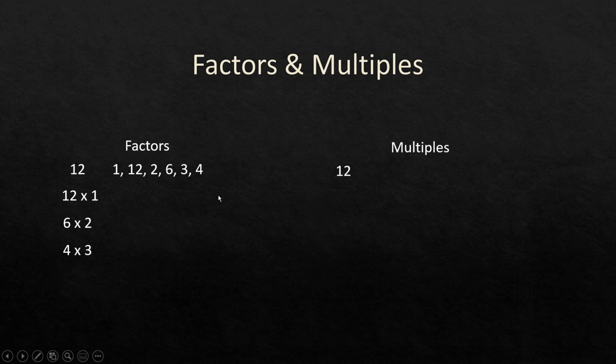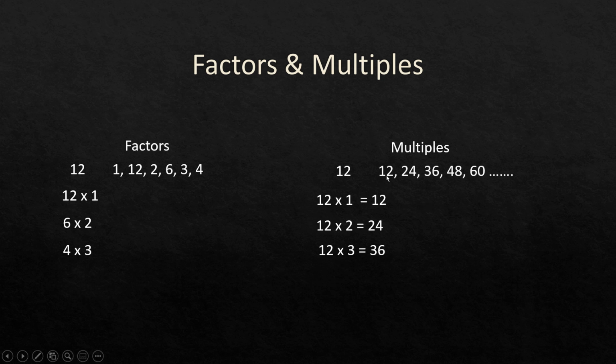Take the same number 12. See, 12 times 1 is 12, times 2 is 24, times 3 is 36, and so on. So these numbers 12, 24, 36, these are called multiples of 12. Of course, 12 is already there, so 24, 36, and 48, 60, all that are called multiples of 12. So the multiples of 12 would be like 12 times 1 is 12, times 2 is 24, times 3 is 36, times 4 is 48, and times 5 is 60, and so on.